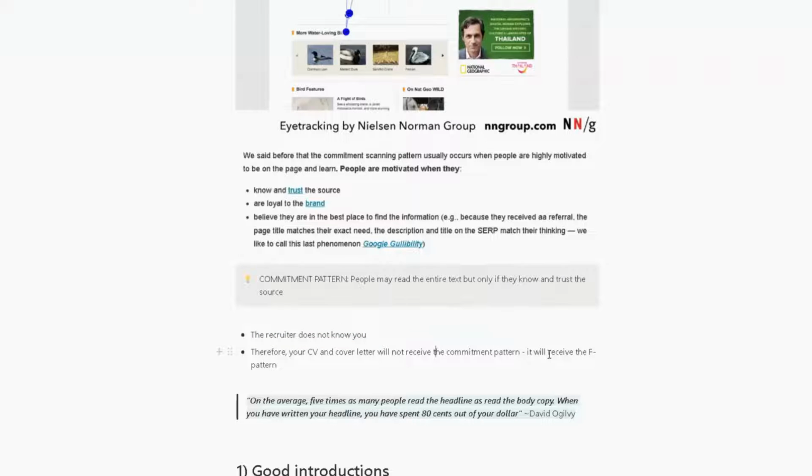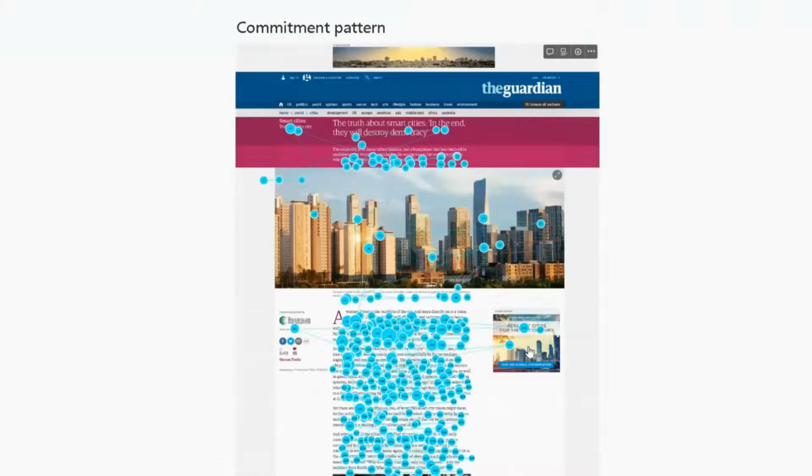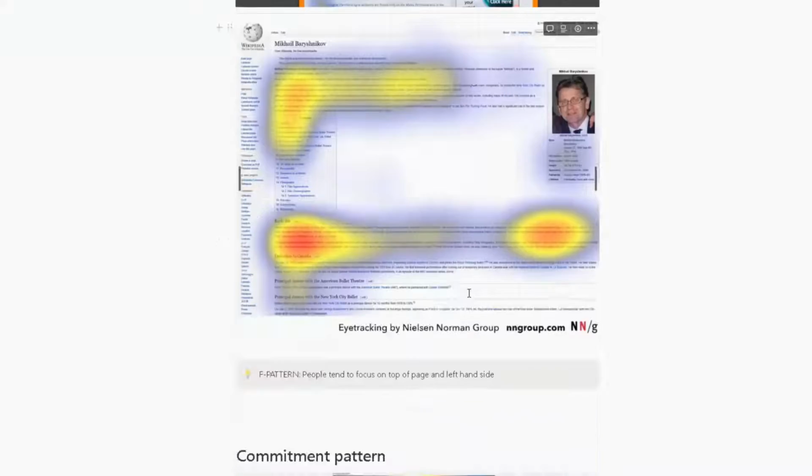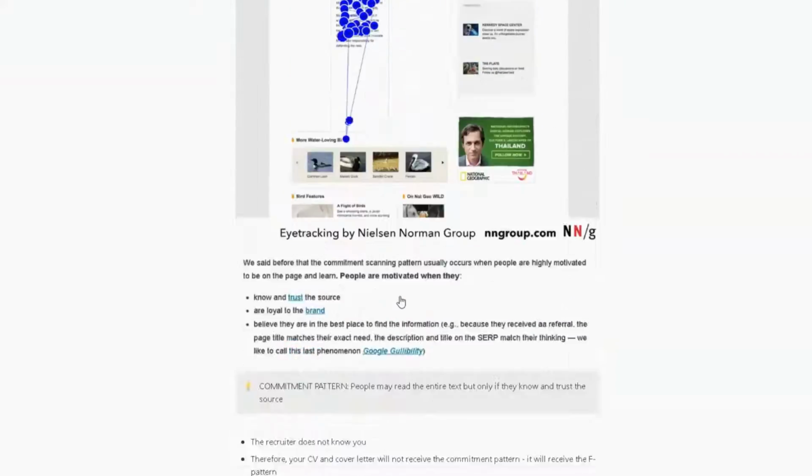So the message is, you will receive the F pattern. That is what eye tracking tells us, that your CV and cover letter will receive the F pattern like this. So that's something to bear in mind. And in a second, I'll show you some practical tips to help with this.